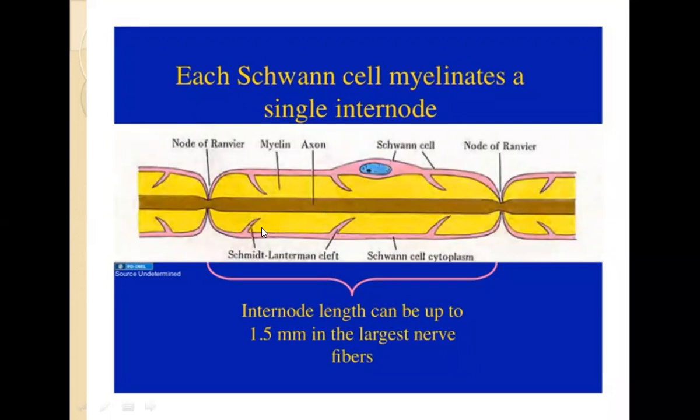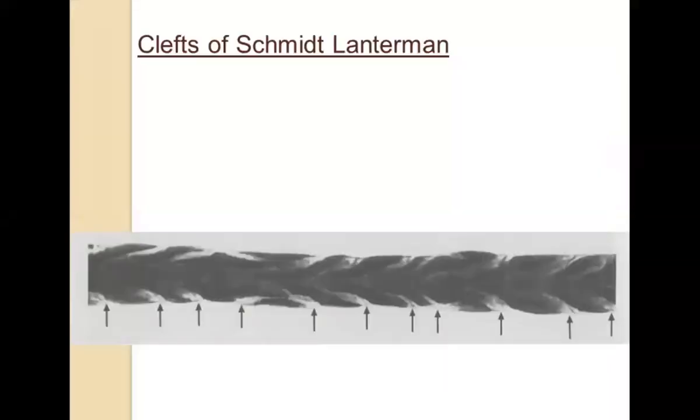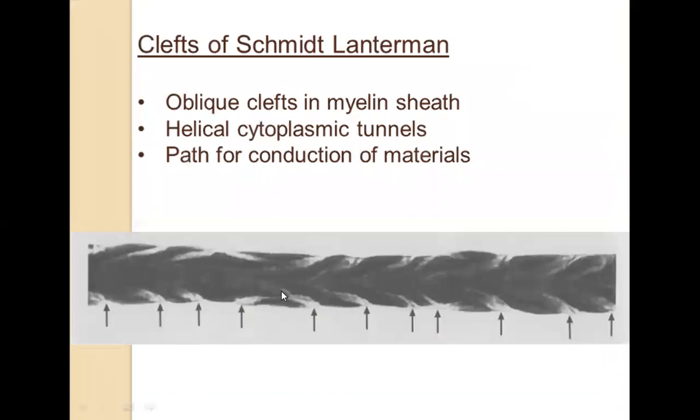Now I want you to look at this structure, which is a cytoplasmic tunnel or a cleft of cytoplasm that enters into the myelin sheath. It has a special name, the Schmidt-Lantermann cleft. That is another important structure, especially if you're aiming for a distinction in your exam. You have to remember this name, the Schmidt-Lantermann cleft. It's actually an oblique cleft within the myelin sheath, and these are cytoplasmic tunnels. It helps as a path for conduction of materials within the myelin sheath. You can learn this spelling and practice it if you want to get it right. I think it's a German name.